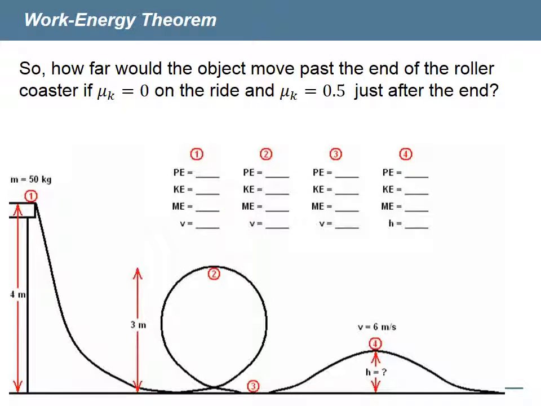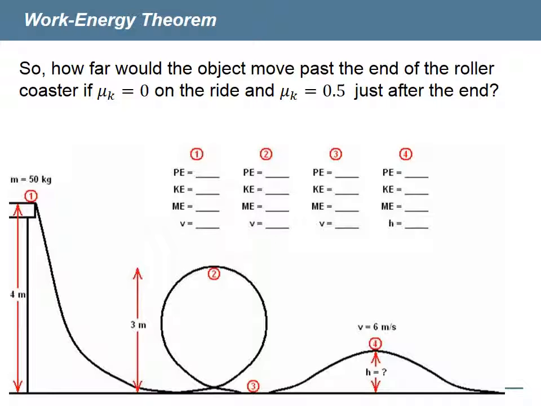So we revisit this problem here. Let's give it some coefficients of friction now. Let's say that the coefficient of kinetic friction is 0 on the entire ride here. And then we want it to slow down, so we rough up the edges down here beyond it, and we say the coefficient of kinetic friction is 0.5 just after the end. Can we find out how quickly it would come to a stop, or how far it would go?